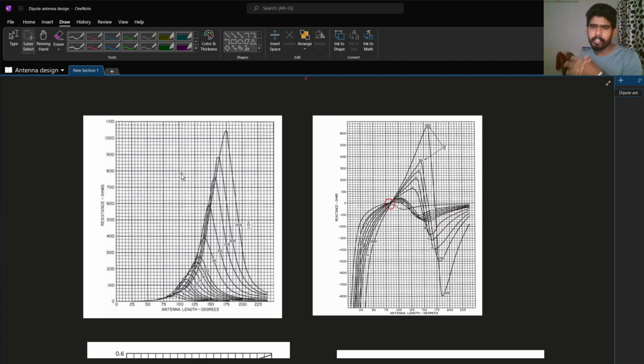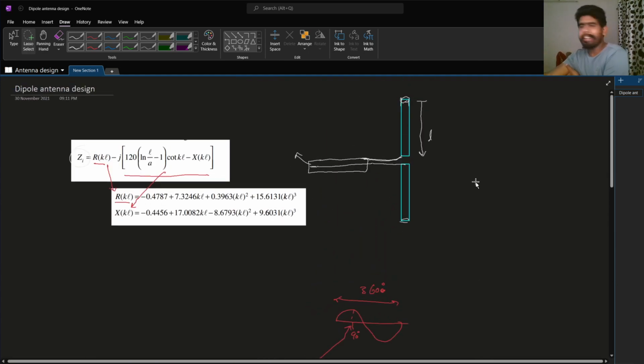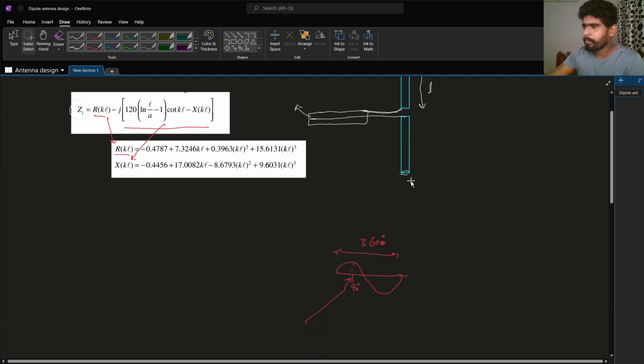But in our case, our aim is to design a dipole antenna. How can we design a dipole? From this, we know we can take any diameter. It's not a big issue, but the length should be 90 degrees or lambda by 4 distance for each wire.